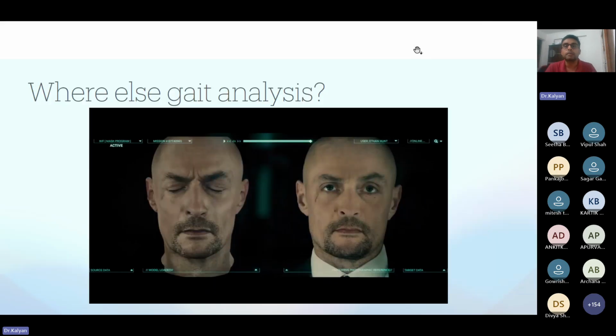If you can recall this Mission Impossible scene, you'll have a better understanding. So this is one other example of where gait analysis is done. Gait authentication. You can classify people based on their gait. Biometrics we all know, face recognition we all know, but gait is also something. It tells quite a bit about your body language, how you walk, and so on.